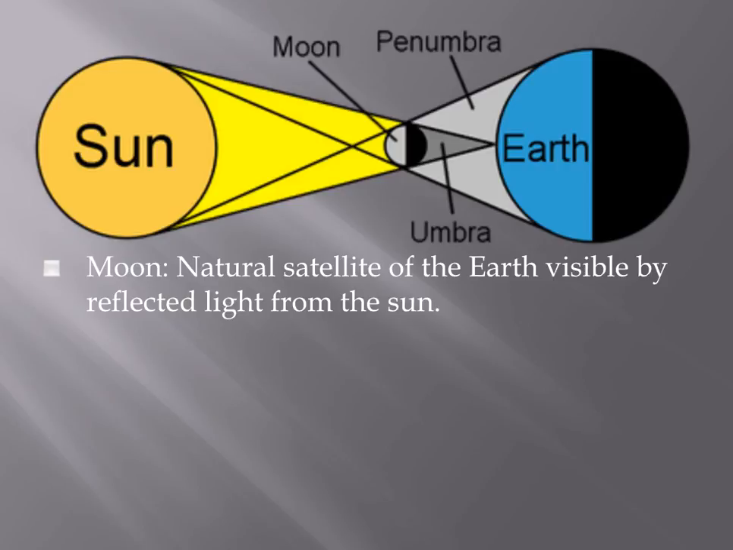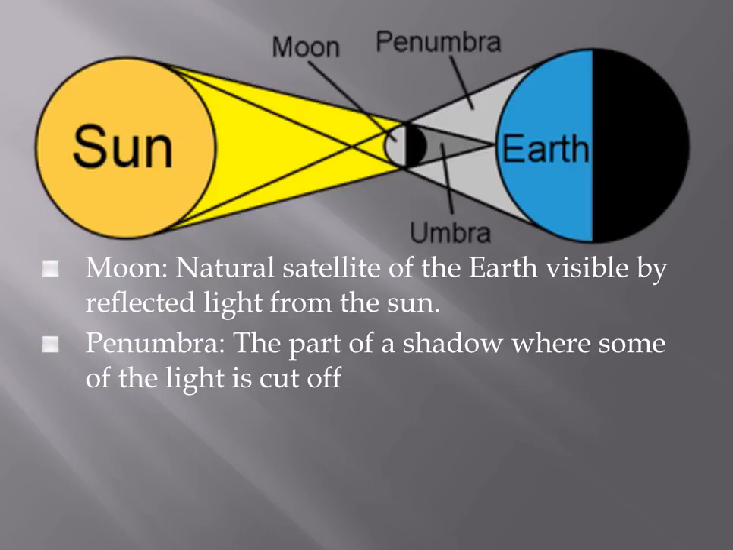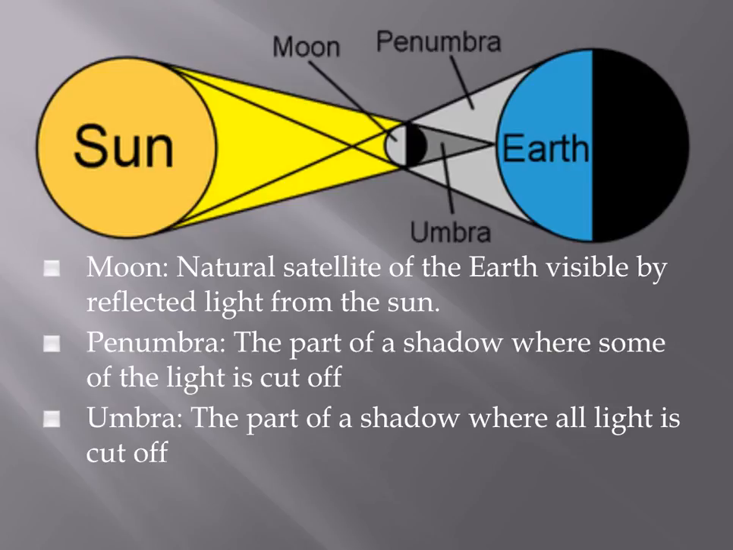So the moon is a natural satellite of the earth, visible by the reflected light from the sun. So that's the moon there. The penumbra is the part of the shadow where some of the light is cut off, and the umbra is the part of the shadow where all light is cut off.